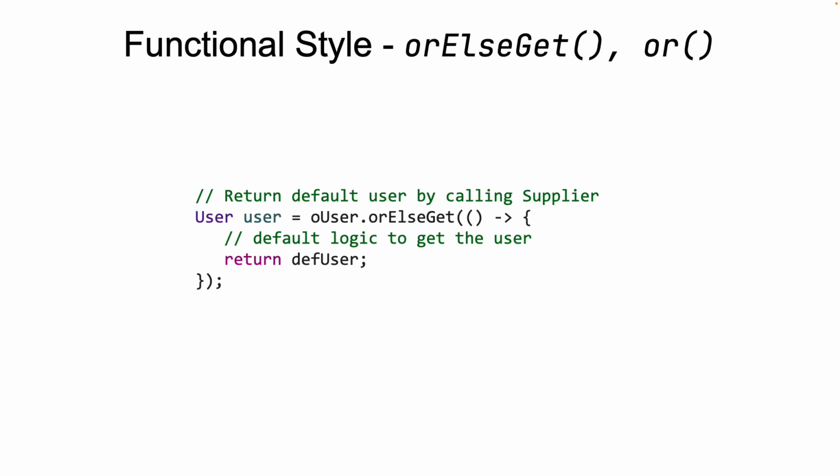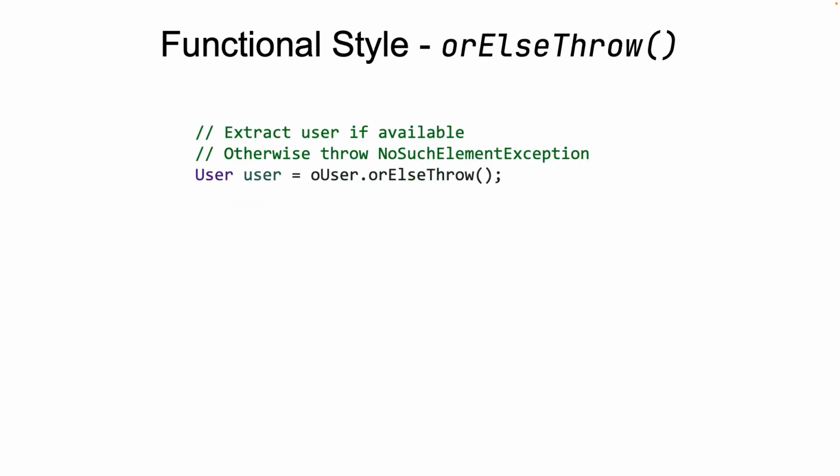Now sometimes the user simply wants to throw an exception if the optional is empty. What can we do about that? We can use the orElseThrow method to return the user if available, otherwise simply throw the default NoSuchElementException. But what if you want to throw a customized exception and not a NoSuchElementException? Can we do that?